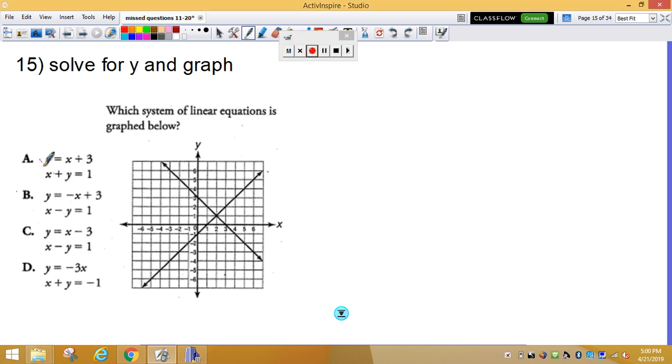So this first one is already solved for y. I know that because it says y equals. This one is not, so I need to solve it. So write this down. Okay, sorry again, pause it. You need to write everything down. Let's go through and solve this.